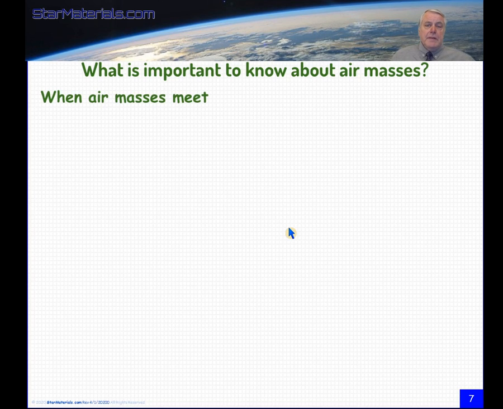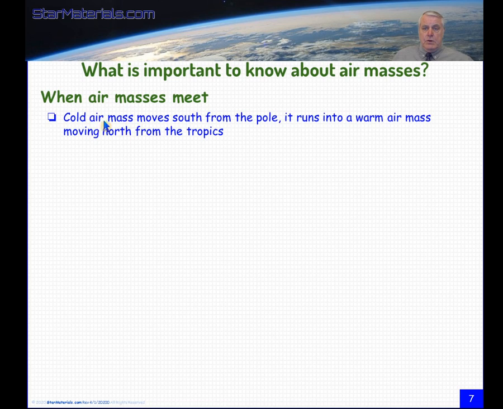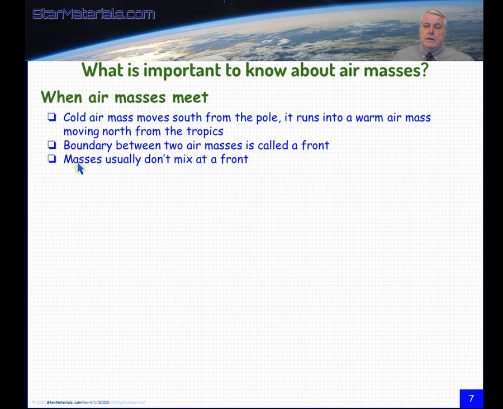So when air masses meet, a cold air mass moves south from the pole, it runs into a warm air mass moving north from the tropics. The boundary between the two air masses is called a front. You might know this from a battle. When two armies meet, they meet at the front. Masses usually don't mix at a front. They're different kinds of air.